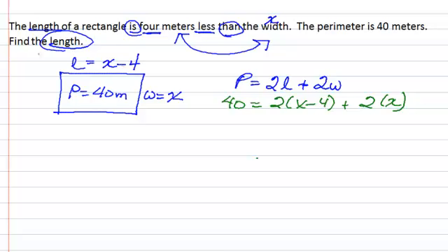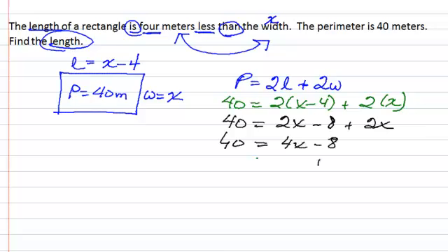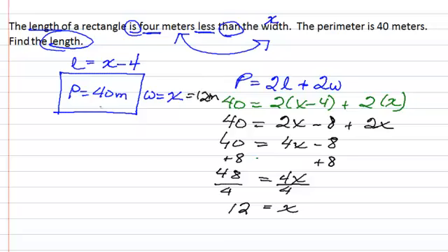And now I just start solving. Nothing spectacularly interesting going on here. I use the distributive property. I then combine like terms. I add the opposite of the constant to get my variable term alone. And I divide out the coefficient last as always. And I get x is equal to 12. So my width is 12 meters.